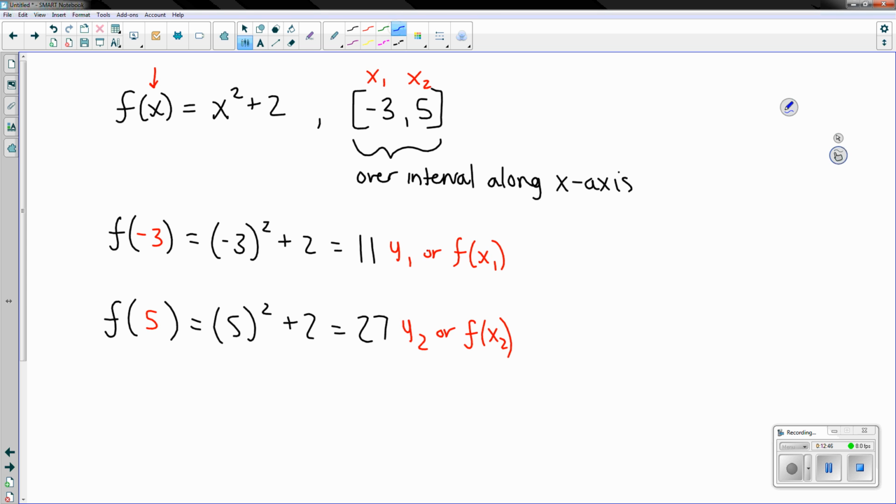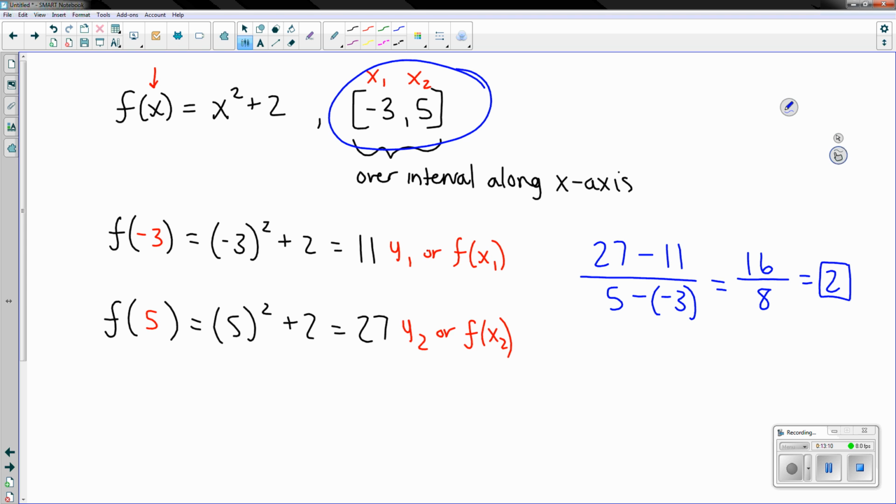Now we can go to our average rate of change formula, and we're going to do f of x2, which is 27, minus f of x1, which is 11, over x2 minus x1. And we're going to get 16 over 8, which is 2. So the average rate of change along that given interval for this particular function is equal to 2, or the slope of the secant line that would connect the points -3, 11 and 5, 27. The slope between those 2 points would be +2.